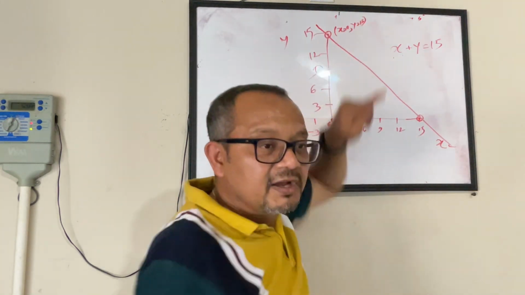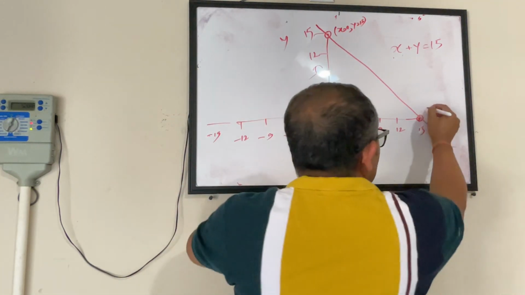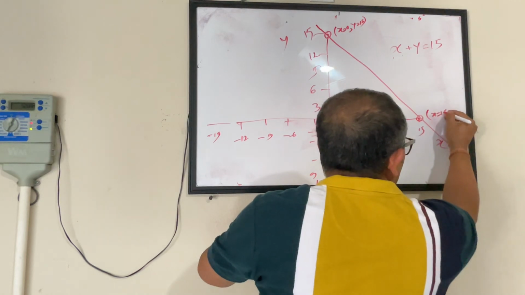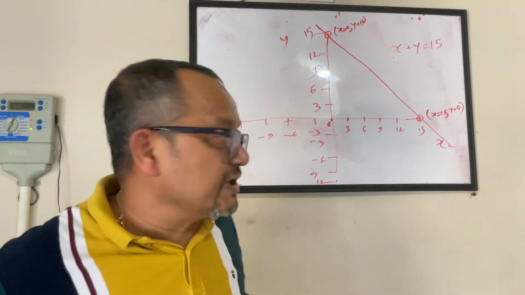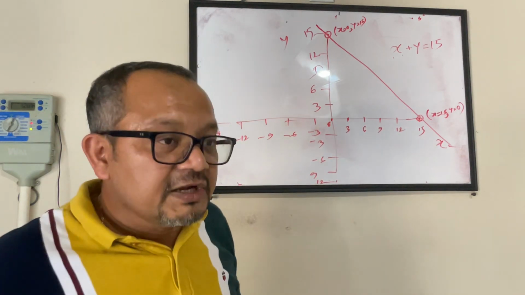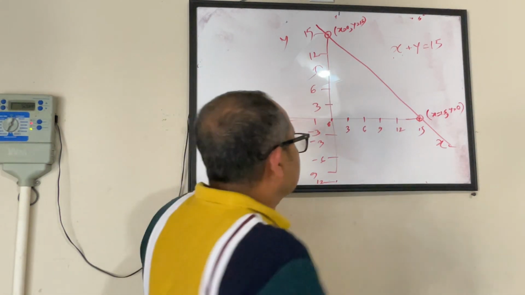I joined them. And so this was my x is 0. This is x is 15 and y is 0. These are the 2 points we have got. And we use them to draw a line. Now you pick any point on this line. Let's say we pick this point.